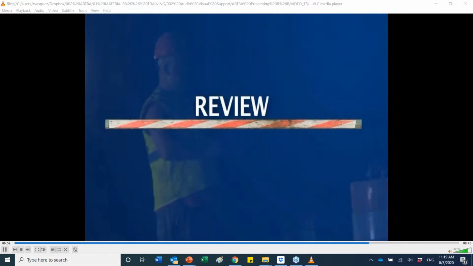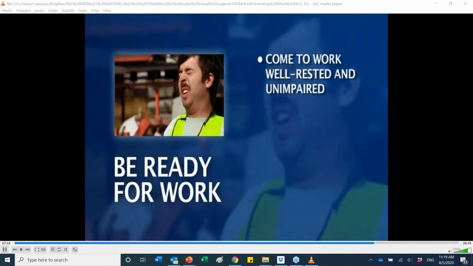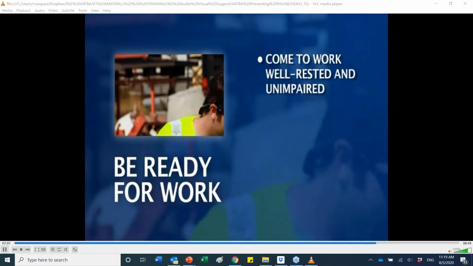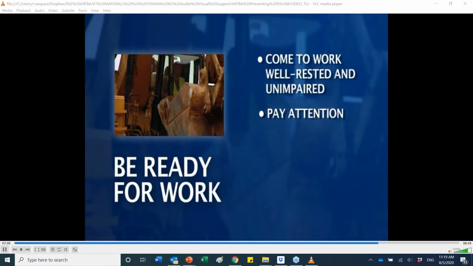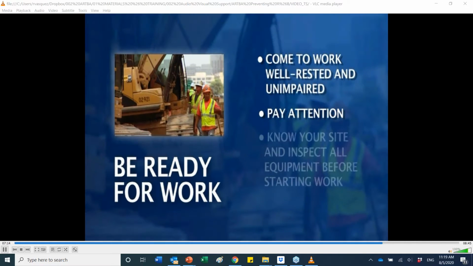Okay, let's recap what you've learned. You can protect yourself from collisions in roadway work zones by being ready for work and staying alert. This means that you have come to work well rested and not impaired by drugs or alcohol. Clear your mind of distracting thoughts. Know where you are, pay attention, and keep your guard up.